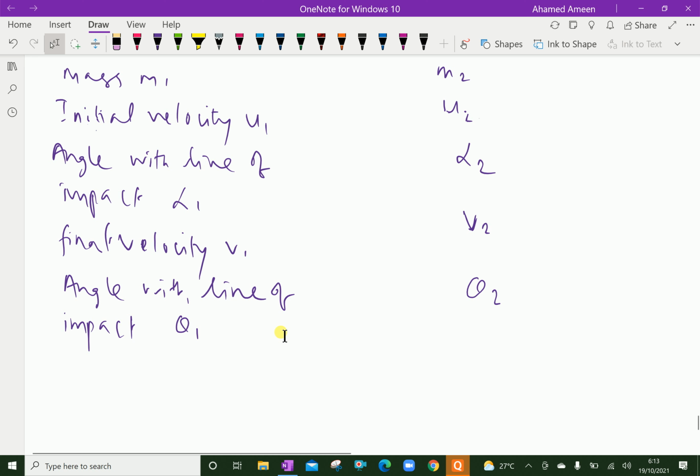Little consideration will show that the components of u1, u2, v1, v2 along the line of impact will cause the direct impact, and all the relations for the direct impact will hold good for oblique impact also.